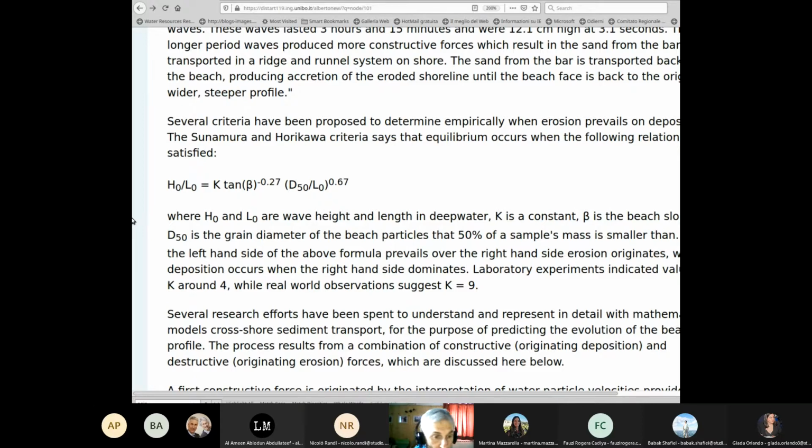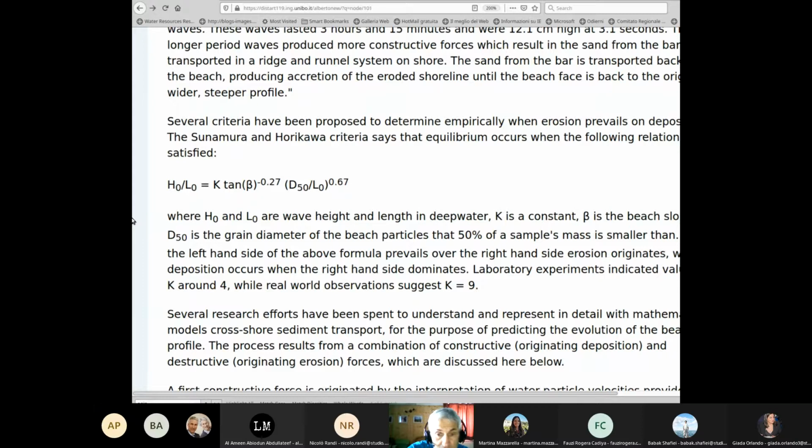Here, H0 and L0 are wave height and, sorry, I didn't turn the phone off. Be patient.